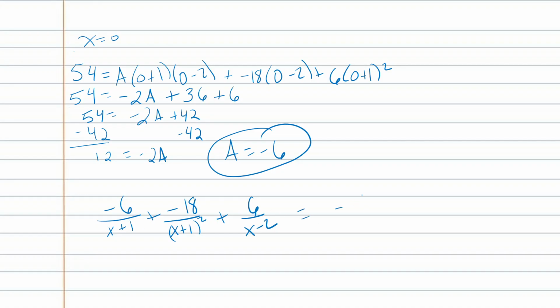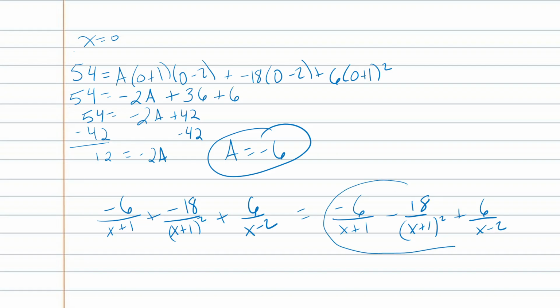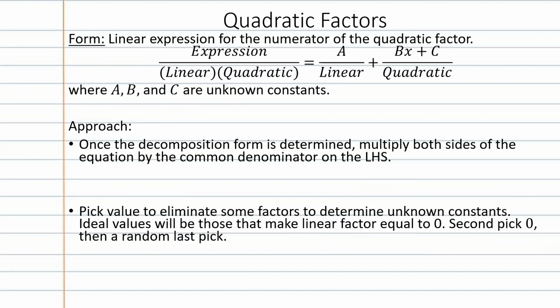It is okay if you would rather write it as negative 6 over x plus 1 minus 18 over x plus 1 squared, and then plus 6 over x minus 2. The order really doesn't matter either. If you wanted to put the 6 over x minus 2 first and then do the subtraction, that's fine, as long as you get all the partial fractions right. But that is our final answer.